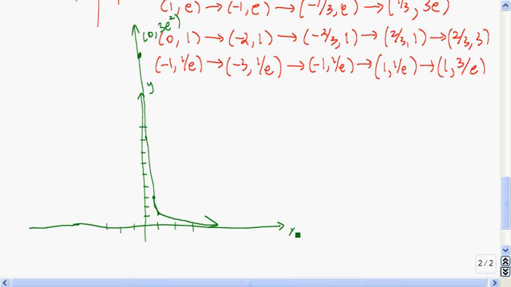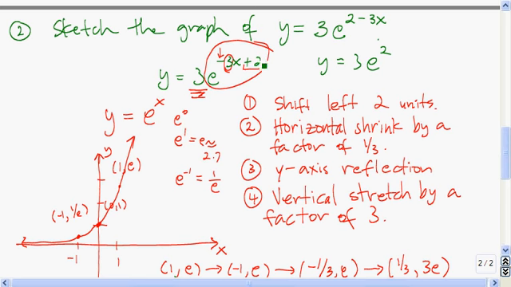There's no x-intercept because there's nothing we can plug in for x here and get 0 as our answer.